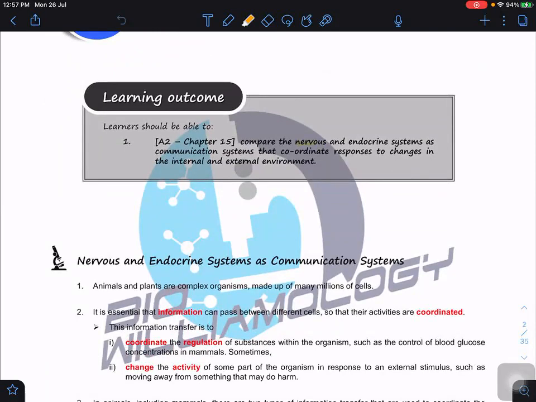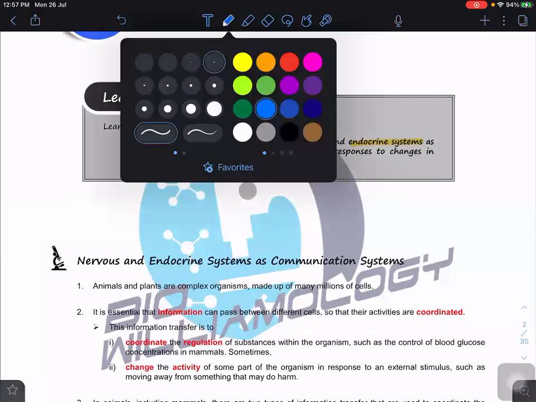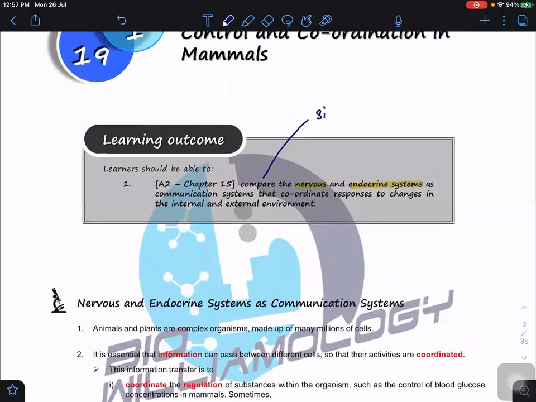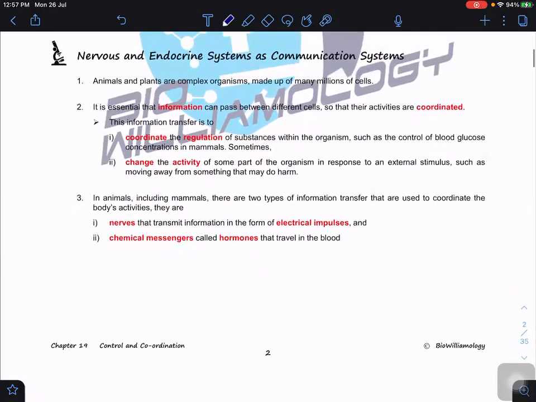We need to compare the nervous and endocrine systems, and we need to compare both of them. So what's being compared? When a question asks for compare, in particular an essay question, always remember you need to have the similarities and differences. Always remember, unless there's no similarity at all. If no, you need to put in the similarity as well as the differences when talking about the nervous system and endocrine system.